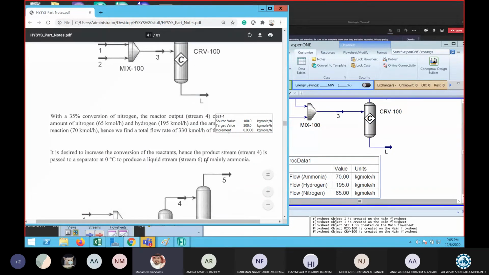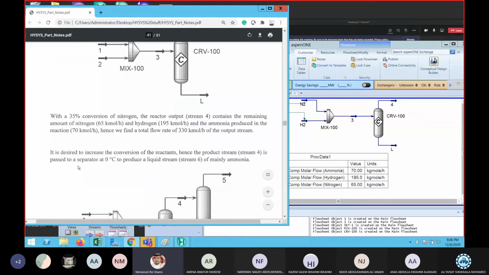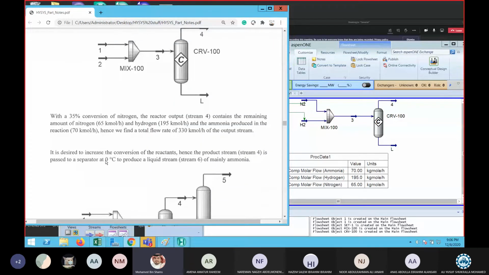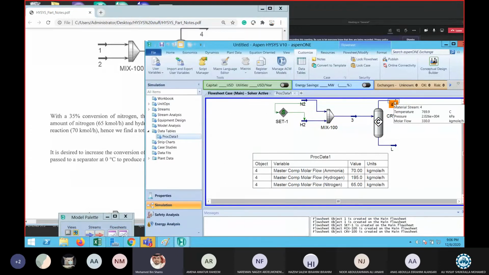So to increase the reactant, we are going to take stream number 4, which is the top one. What are we going to do with it? I'm going to pass it to a separator at 0 degrees C. What is its temperature now? 769, which is almost 770 degrees Celsius.